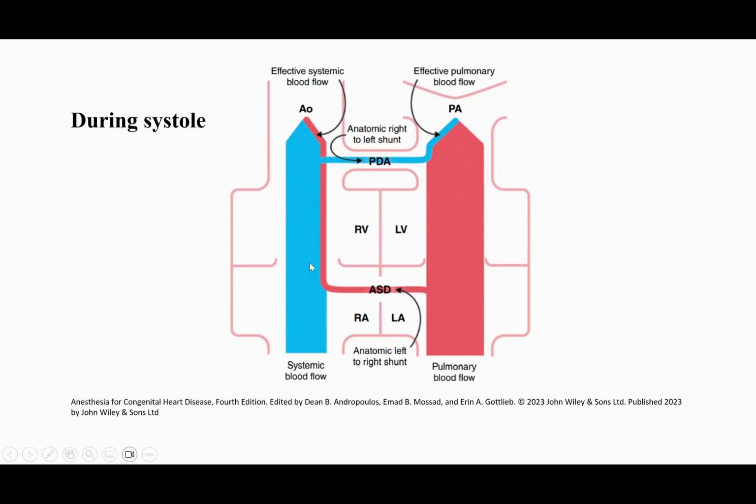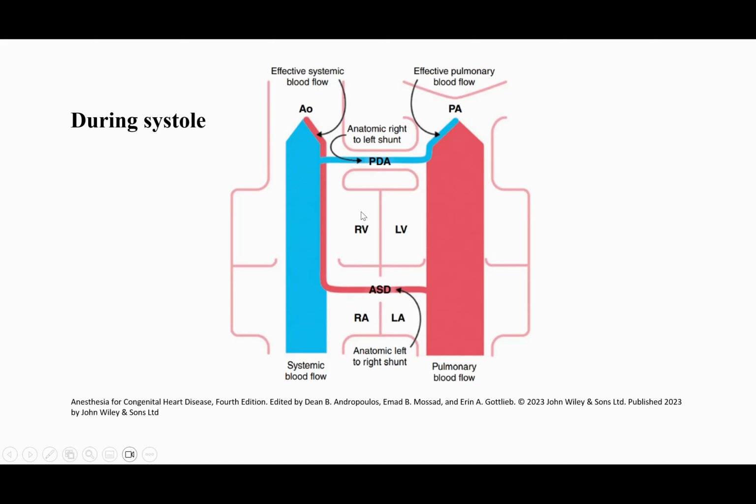This image is during systole. It shows a unidirectional flow during systole, but during diastole blood flows the other way around. So there is better mixing at the level of the atrium. Also at the level of the PDA there is bidirectional flow. During systole blood flows from the aorta to the pulmonary, but to a lesser extent. During diastole blood flows from the pulmonary to the aorta, but this shunting is more preferably left to right.